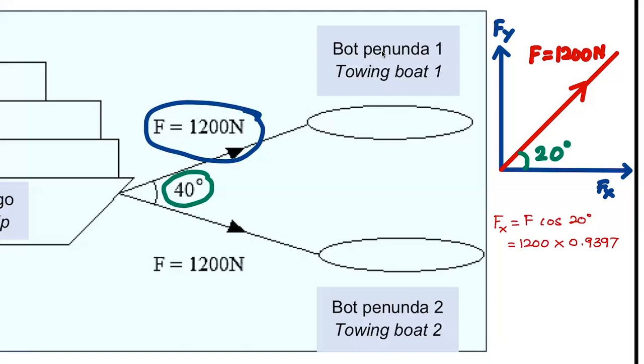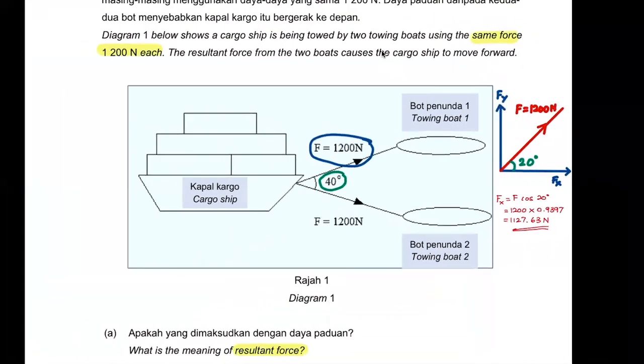Okay, for the value of sine, cos, or tangent of the angle, it should be at least 4 significant figures. So your final answer, at least in 2 decimal point, 1,127.63 newton. Okay. Dapat, ah? So that one is 2 marks. 1 mark for the substitution of value, and another 1 mark will be the final answer with the correct unit. Right? Sudah?